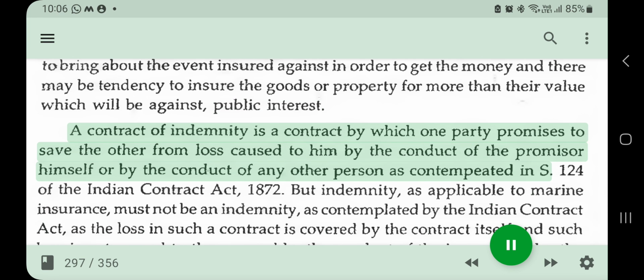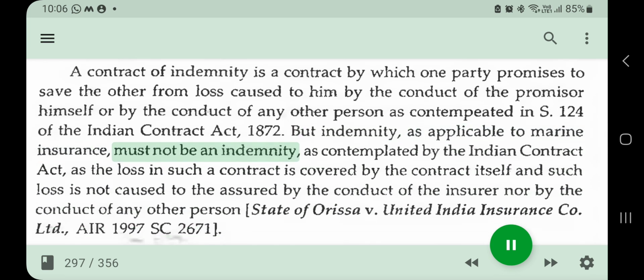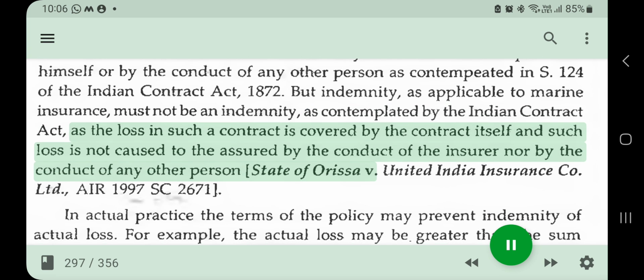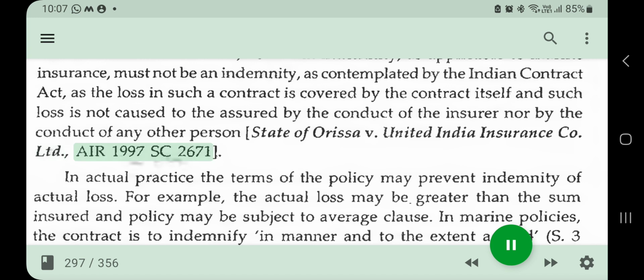A contract of indemnity is a contract by which one party promises to save the other from loss caused to him by the conduct of the promisor himself or by the conduct of any other person, as contemplated in S. 124 of the Indian Contract Act, 1872. But indemnity, as applicable to marine insurance, must not be an indemnity as contemplated by the Indian Contract Act, as the loss in such a contract is covered by the contract itself, and such loss is not caused to the assured by the conduct of the insurer nor by the conduct of any other person. State of Orissa vs. United India Insurance Company Limited, AIR 1997 SC 2671.